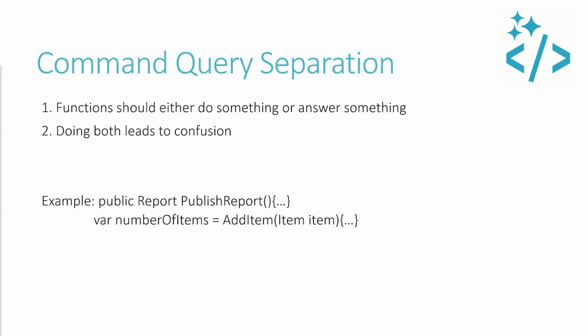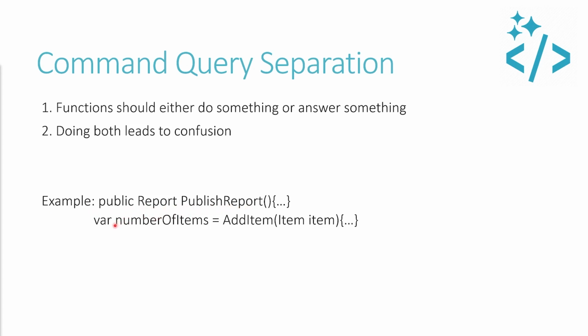So yeah, if a function does both things, this leads to confusion. It should do something or return something. For example, here we have a method which publishes a report and returns a report. So it's not clear what this does.